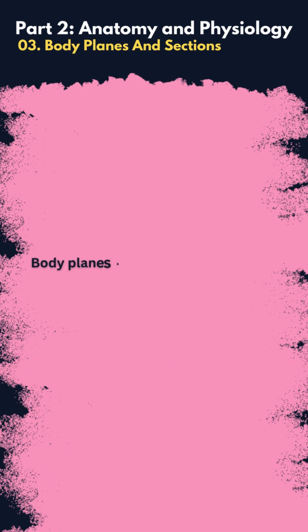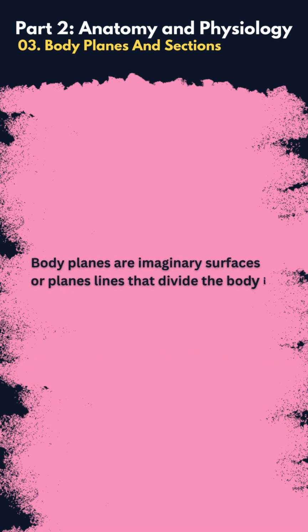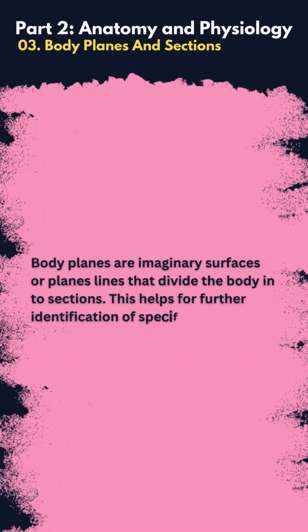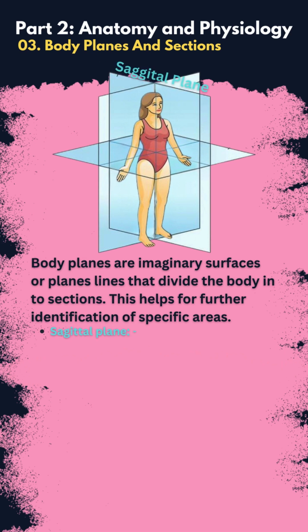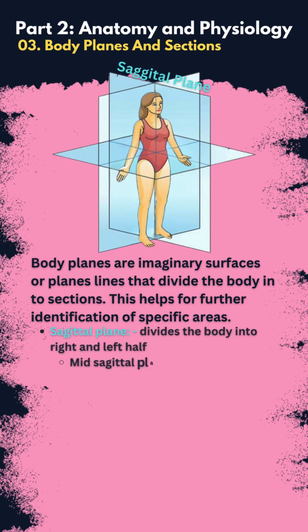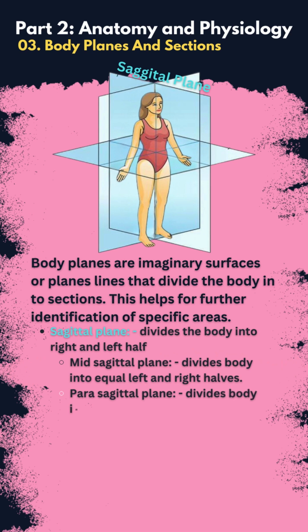Body planes are imaginary surfaces or planes, lines that divide the body into sections. These sections help for further identification of specific areas of the human body. Our body is divided into 4 planes or sections. Namely, sagittal plane, which divides the body into right and left halves. Mid-sagittal plane divides the body into equal left and right halves. Parasagittal plane divides the body into unequal left and right.